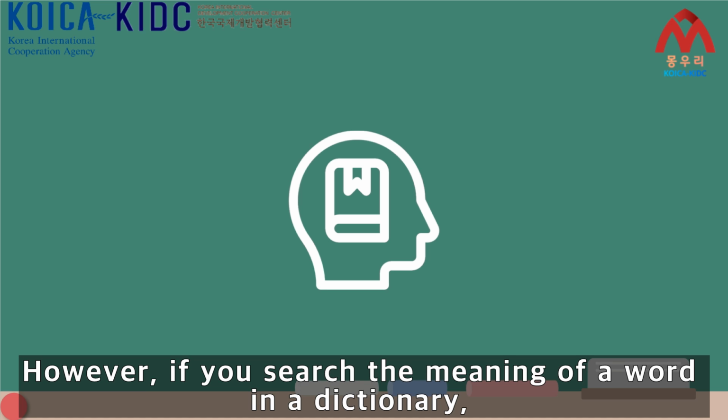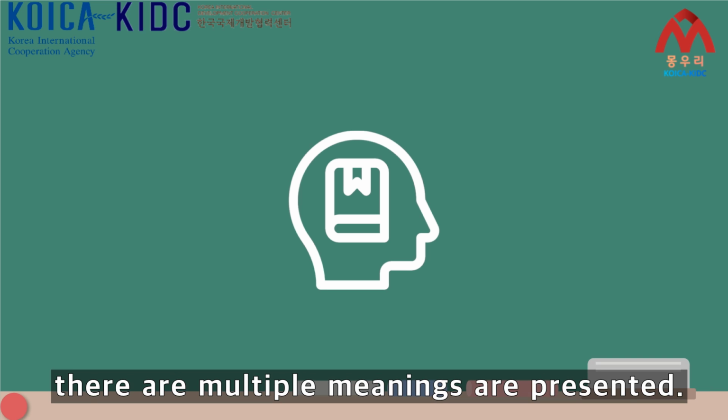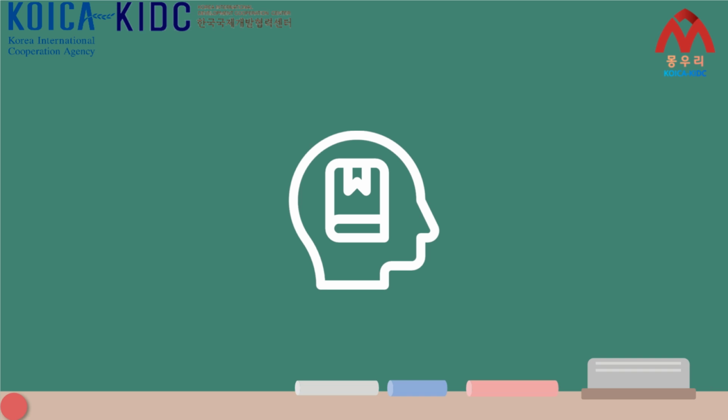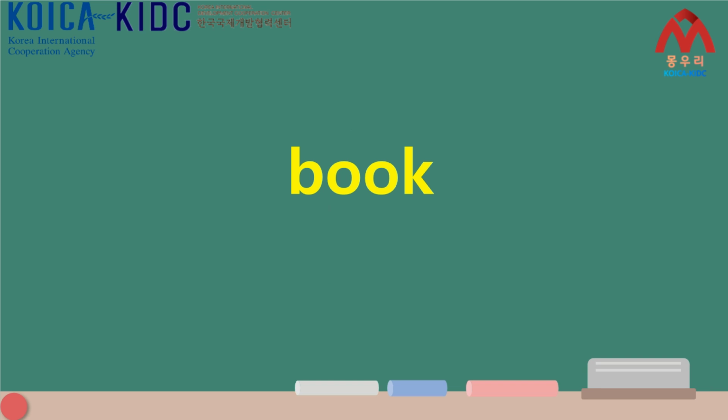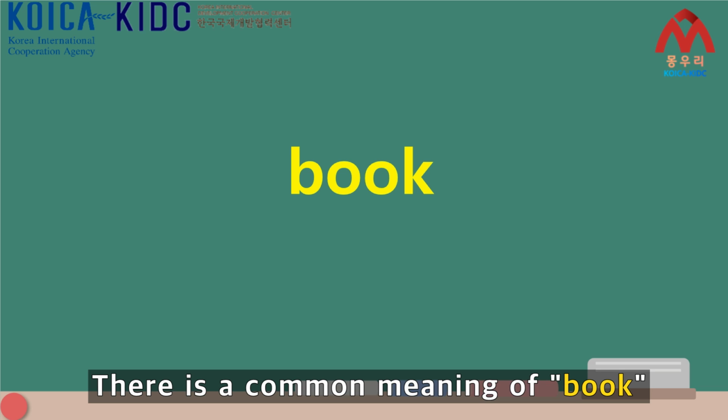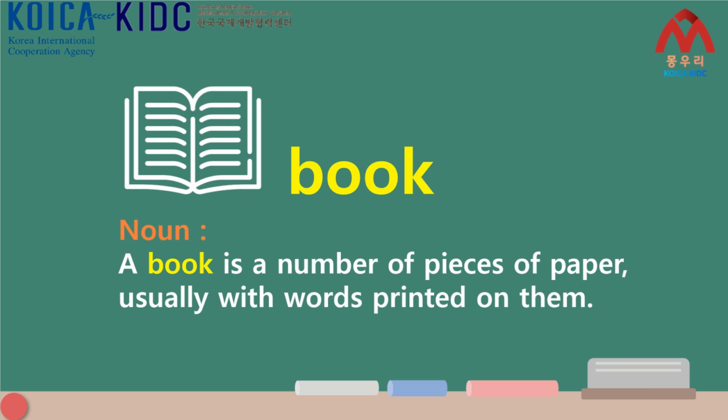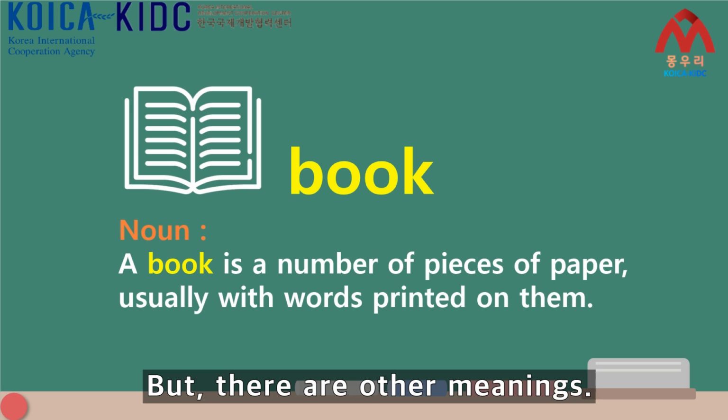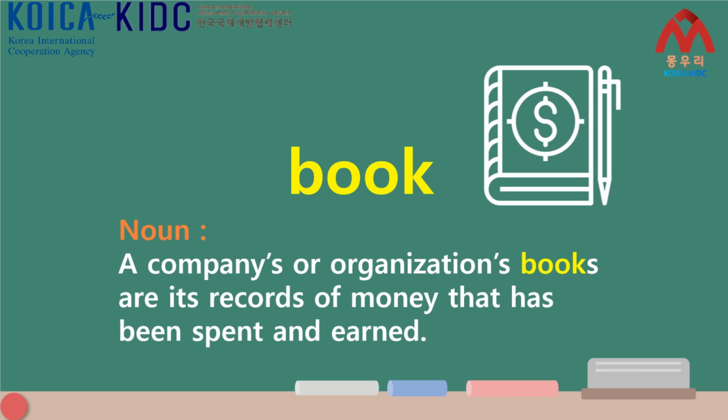However, if you search the meaning of a word in a dictionary, multiple meanings are presented. For example, the word book. There is a common meaning of book. A book is a number of pieces of paper, usually with words printed on them. But there are other meanings. A company's or organization's books are its records of money that has been spent and earned.